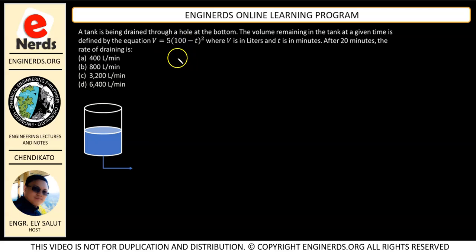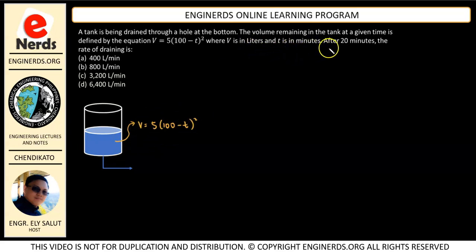Okay, so let us take note that this equation gives us the volume remaining in the tank at a given time, okay? So the equation here is this one. V is equal to 5 times 100 minus T squared, okay? So this will give us the volume of our liquid dito sa ating tank at any given time, where V is in liters and T is in minutes.